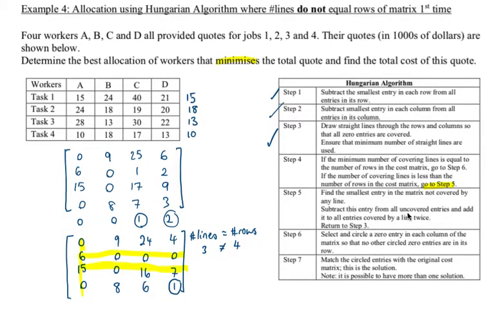Subtract this entry from all uncovered entries and add the 1 to all entries covered by a line twice. So this is the intersection. So intersections here and here. So I like to do the intersection first. So I'm going to plus 1 there. So I'm adding that to the intersections, and I'm subtracting 1 from the rest.